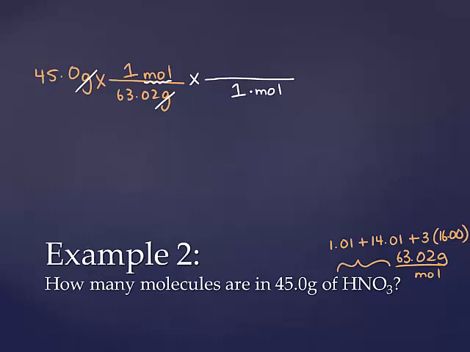Looking back, the question asks for the number of molecules. That's the unit I want to go to, so the molecules unit goes on the top. And the question is, how many molecules, an object, are there in 1 mole? Well, Avogadro's number, 6.02 times 10 to the 23. Putting that in my calculator, I get 4.30 times 10 to the 23 molecules. Don't forget your units in your final answer.